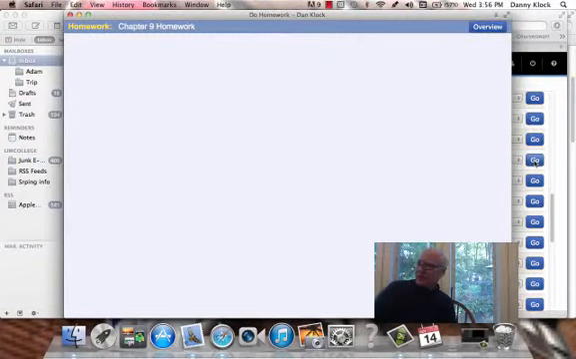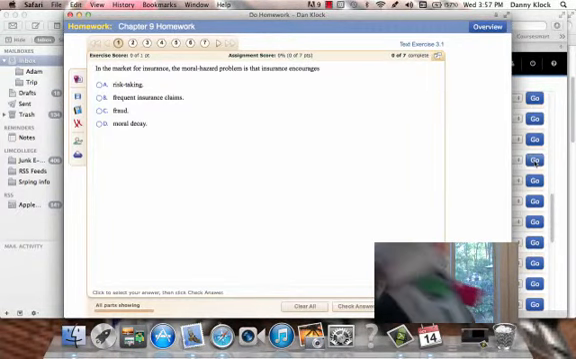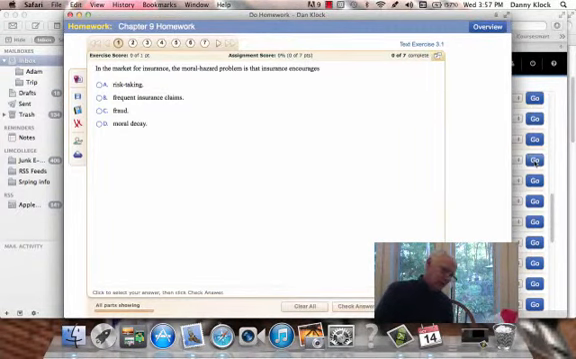So, Chapter 9, I got the textbook right here. What is Chapter 9 all about? It is about information, external benefits, and external costs. And again, looking at external costs is one of the big things. And again, pollution is an external cost.